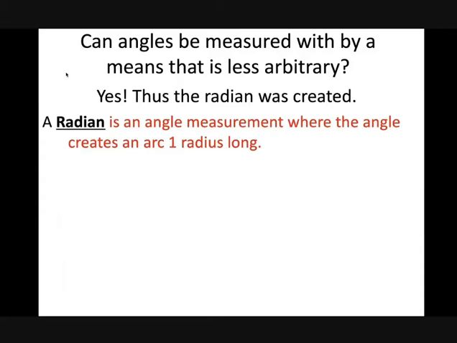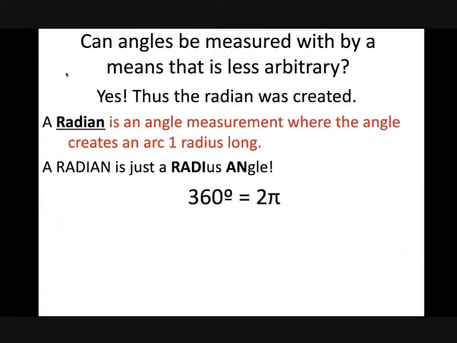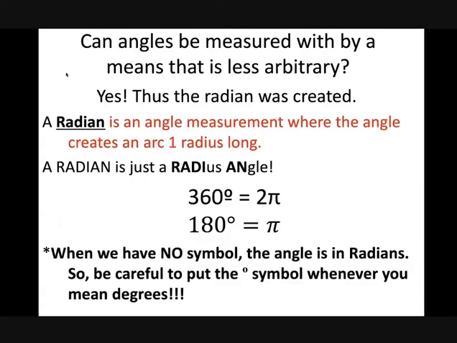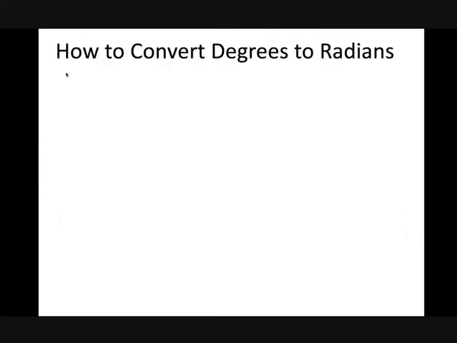So a radian is an angle measure where the angle creates an arc that is 1 radius long. A radian is thus a radius angle. Radii and angle make radian. 360 degrees is equal to 2 pi, and by that logic, 180 degrees is equal to pi. When we have no symbol, the angle is in radians, so be careful to put the degree symbol whenever you mean degrees. How to convert degrees to radians?